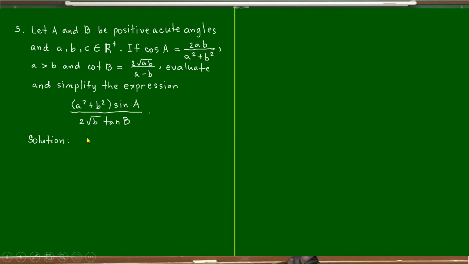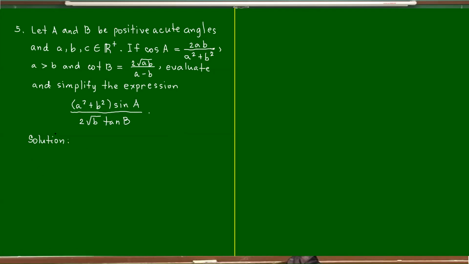So, next, what is your province? Philippines. So let A and B be positive acute angles and A, B, C positive real numbers. If cosine A is equal to 2AB over the sum of A squared and B squared, with A greater than B, and cotangent B is equal to 2 square root of AB over A minus B, find and simplify the following expression. So let's copy that.